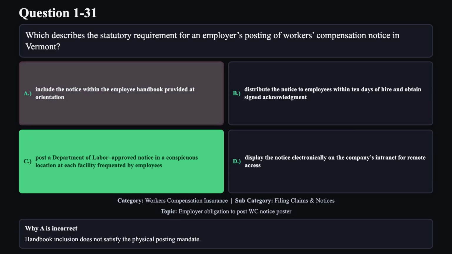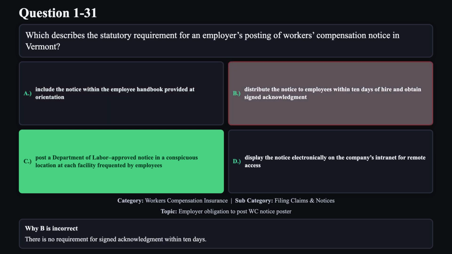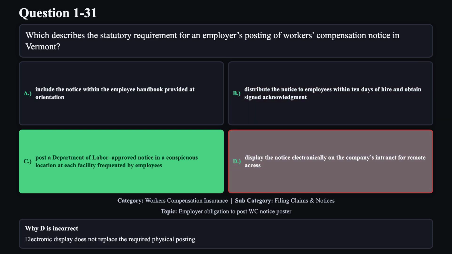Reason A is not correct. Handbook inclusion does not satisfy the physical posting mandate. Reason B is not correct. There is no requirement for signed acknowledgement within 10 days. Reason D is not correct. Electronic display does not replace the required physical posting.